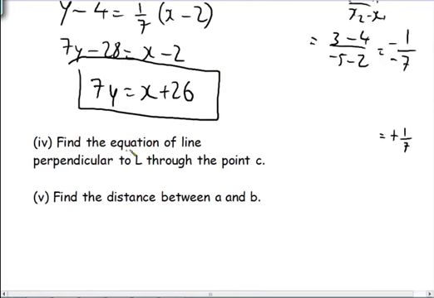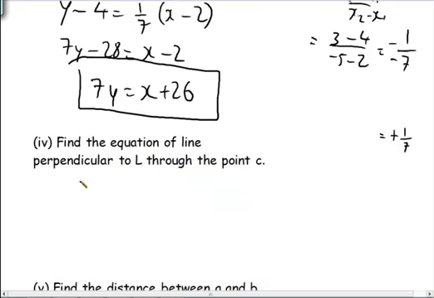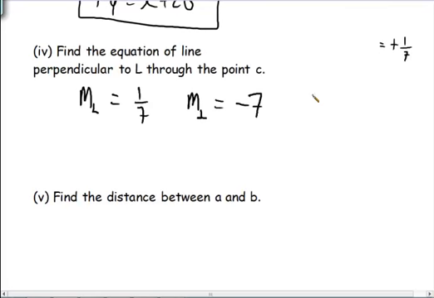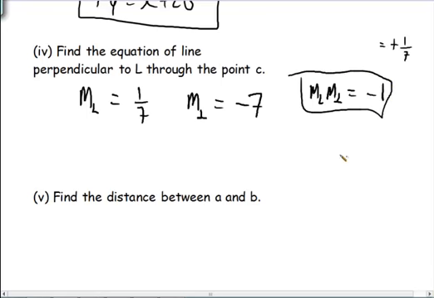Next is the equation of the line perpendicular to L. So this is the bit that you really have to remember. You know that the slope of L is equal to plus 1 over 7. The slope of the line perpendicular to L is equal to, you flip the fraction and change the sign, minus 7. Now it comes from m1 times m2, the slope of the line perpendicular to it, equal to minus 1. If you want to use that, you can. But the best way to do it is to flip it and change the sign.